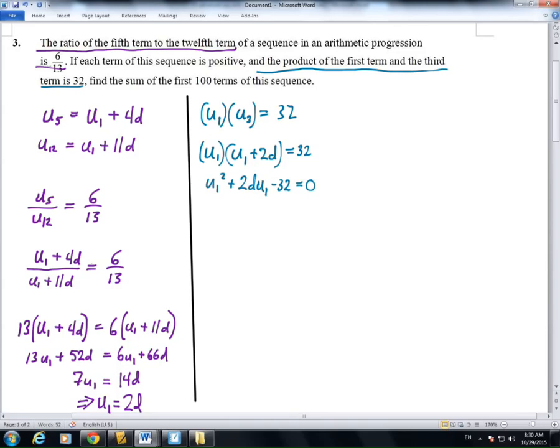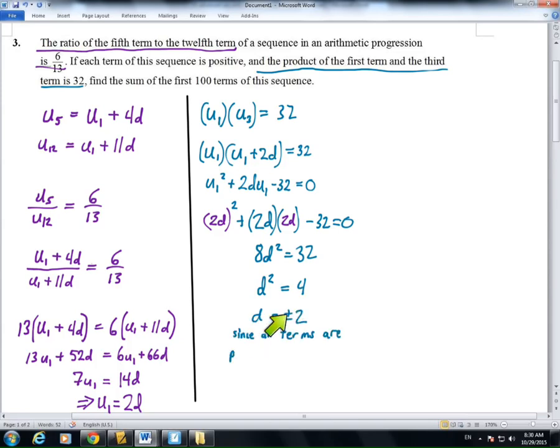What I did now is I have U1 times the third one, which is U1 plus twice the common difference, and I distribute, and I get this equation. Once again, it's a two-variable equation. Thank goodness I have a proportional relationship over here. I'm simply going to substitute everywhere I see a U1. I'm going to put in a 2D, as seen, and solve for D.